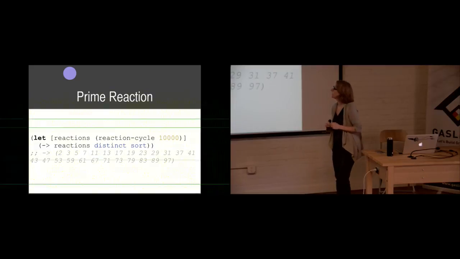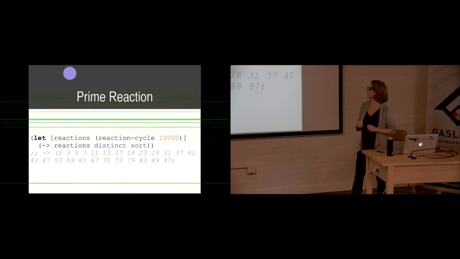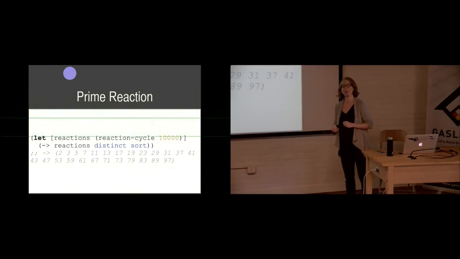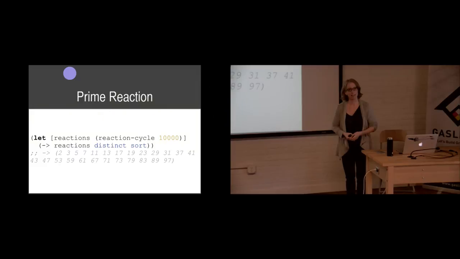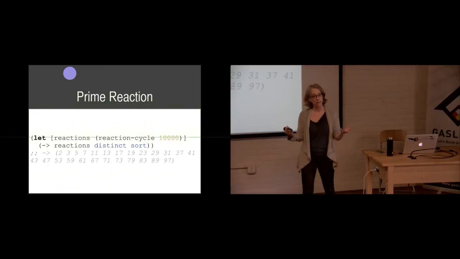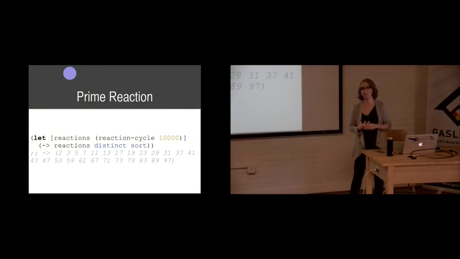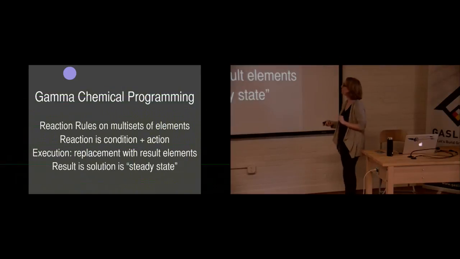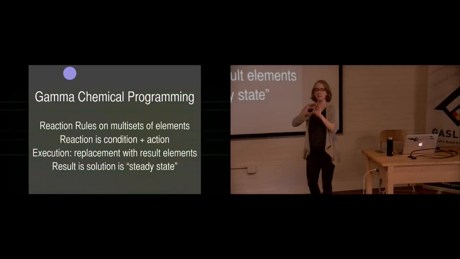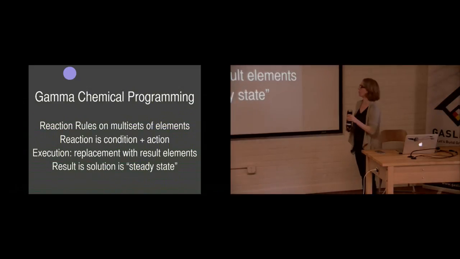And this measurement is going to be to sort them all and then take all the duplications out by doing a distinct. And when we do this, we do indeed get the primes up to 100. It was in a totally different way than we normally do it. And this way, we'll have some advantages that we'll talk about. But first, this thing that we just did is called gamma. This is gamma chemical programming.